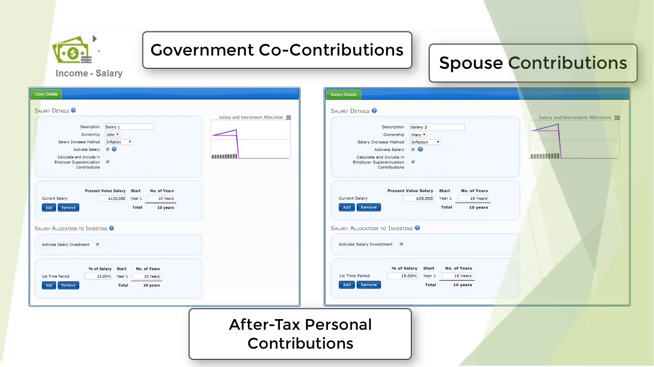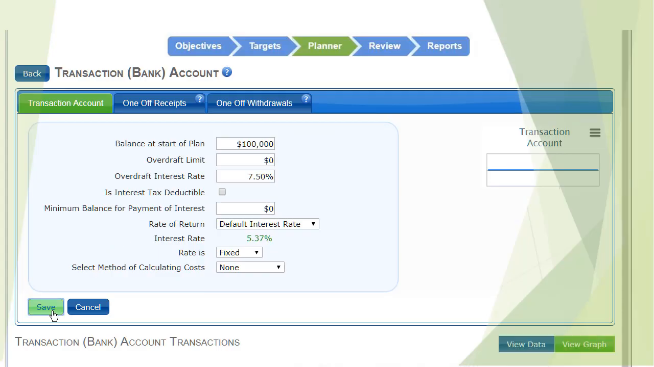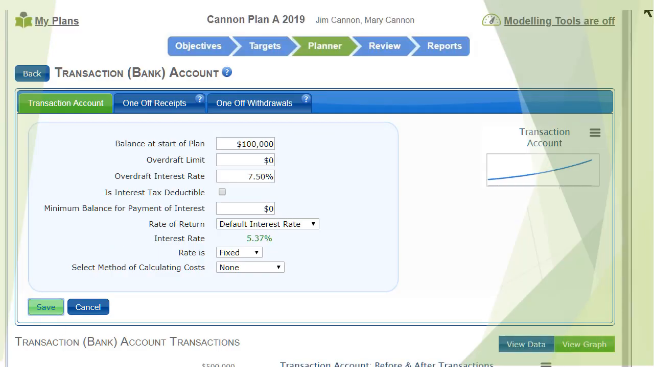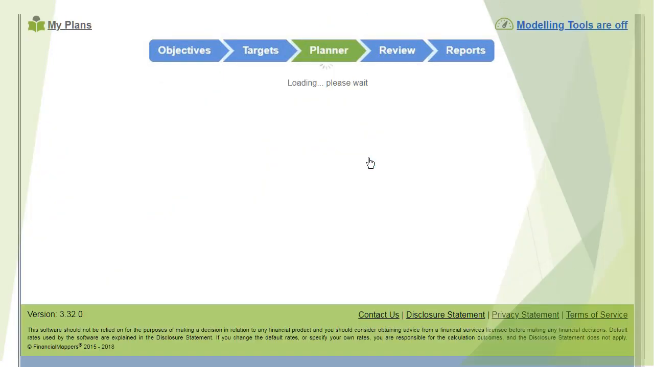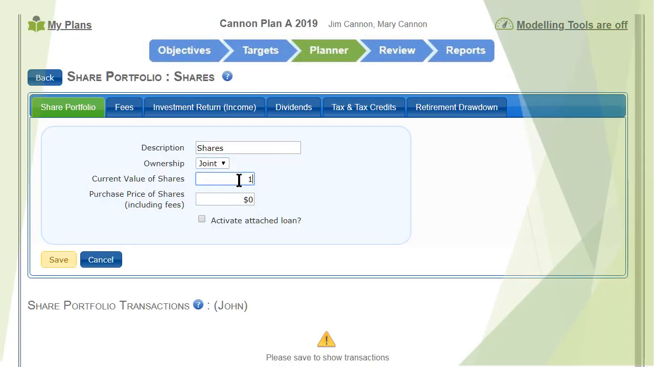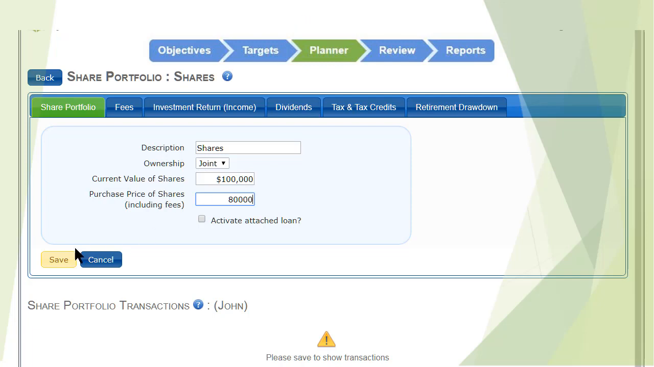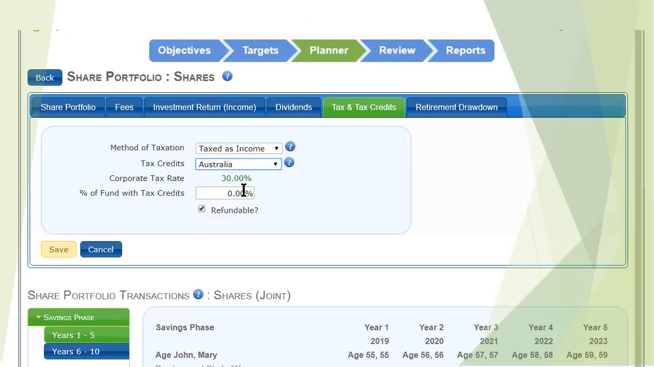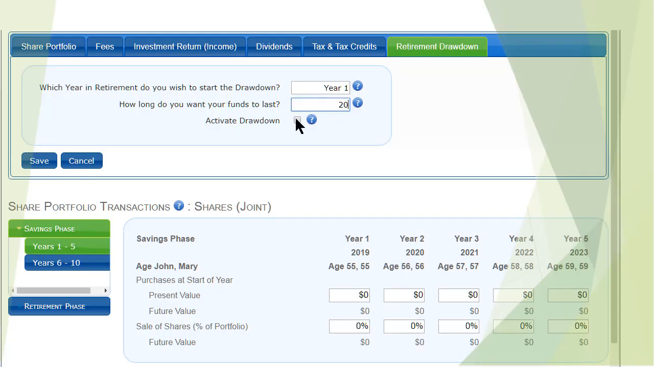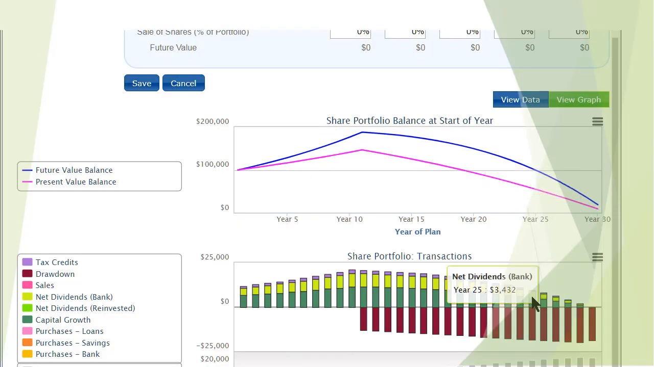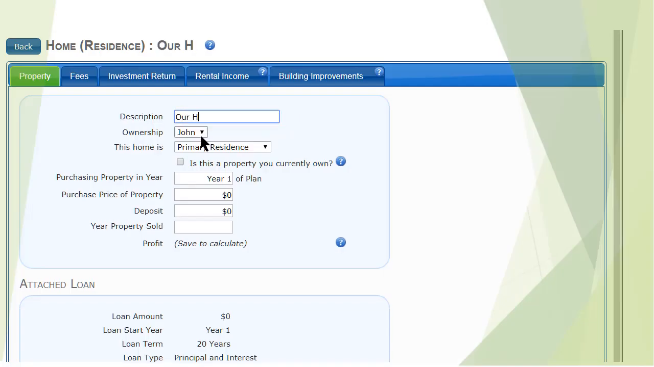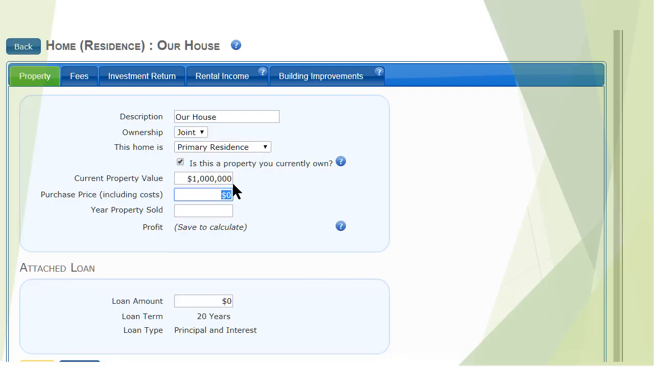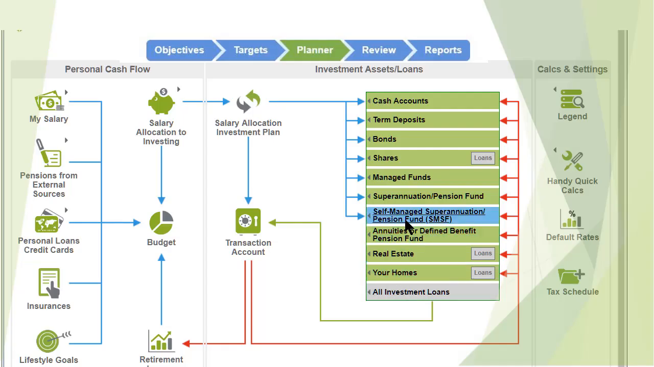Investments outside super will be simple, with just $100,000 in the transaction account and a joint share portfolio with a balance of $100,000 and with dividends paid directly to the transaction account. 60% of the shares will have imputation credits and the fund will be drawn down over 20 years. This means there will be a zero balance at the end of the plan. The home is debt-free and has a current valuation of $1 million.